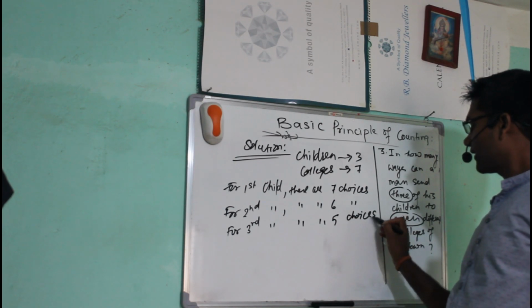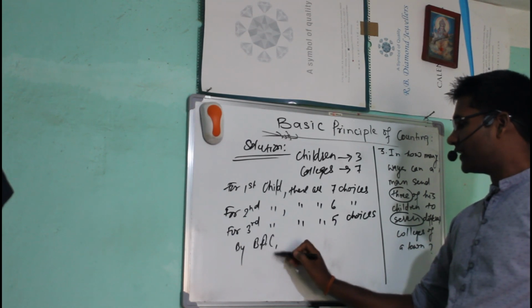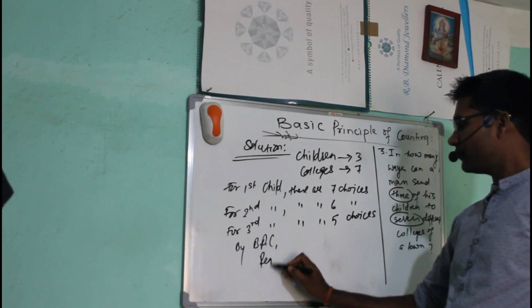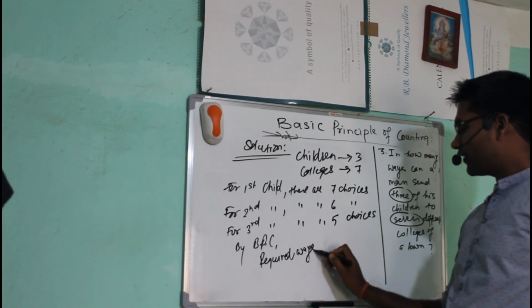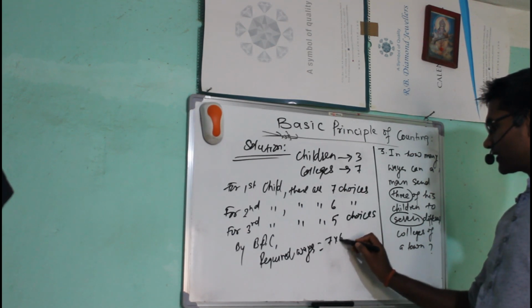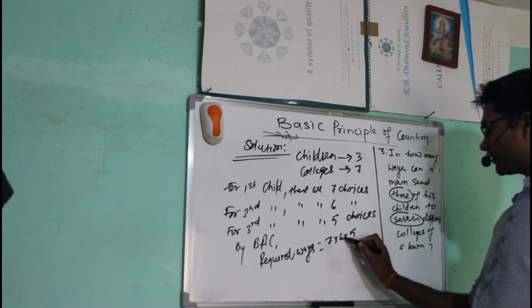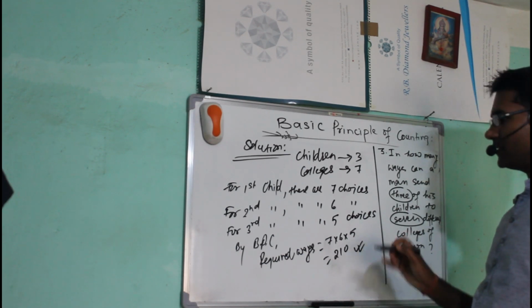Now by the basic principle of counting, what will the required number of ways be? Simply we'll multiply the number of choices: 7 into 6 into 5. So 5 into 6 is 30, and 30 into 7 is 210. It's your required answer.